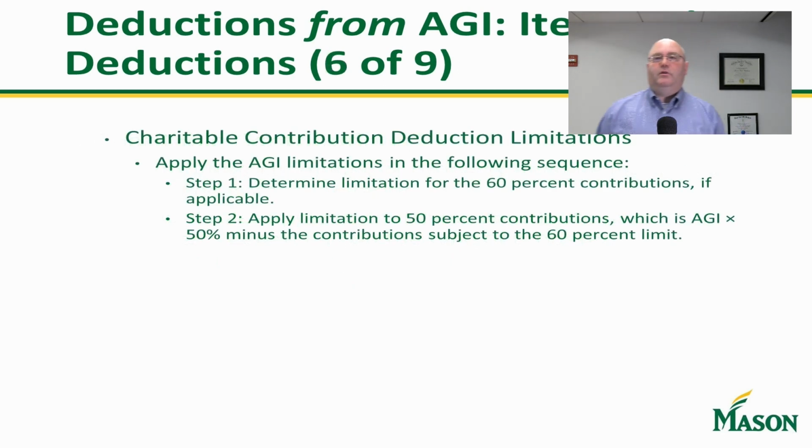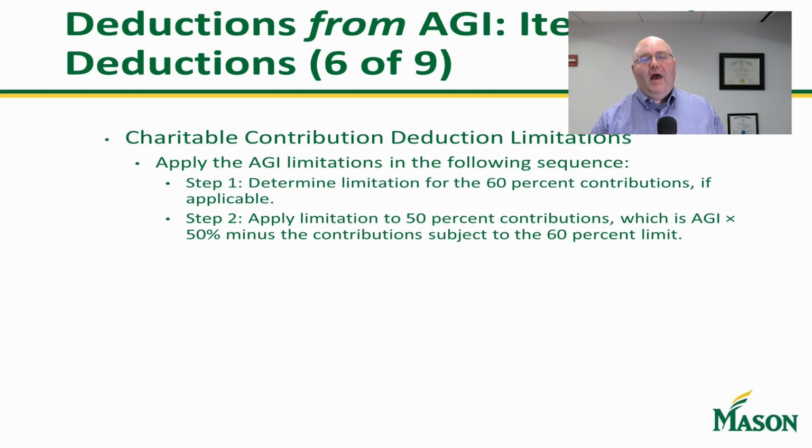Charitable limitation, 60% of AGI. They also say it's the following sequence. It's 60% of contributions if applicable. Apply the 50% limitation, which is AGI times 50% minus the contribution subject to the 60% limit.